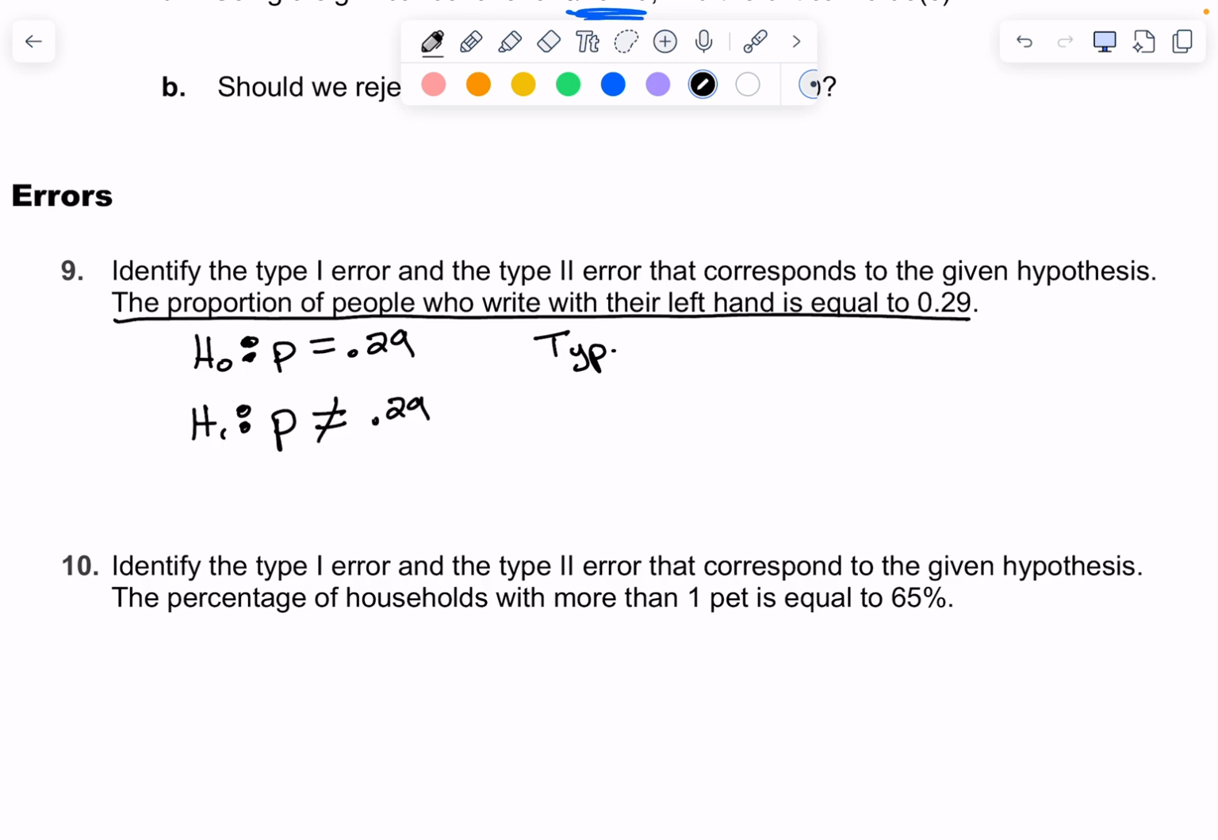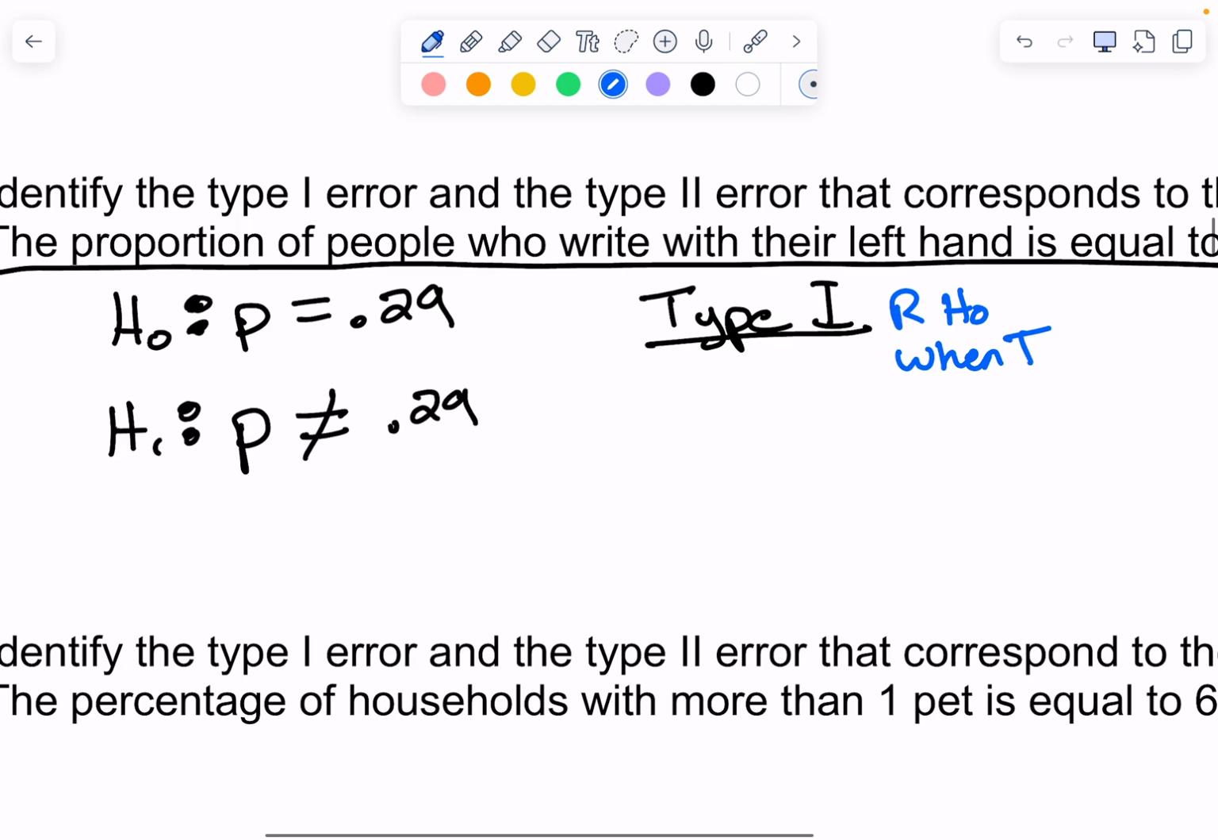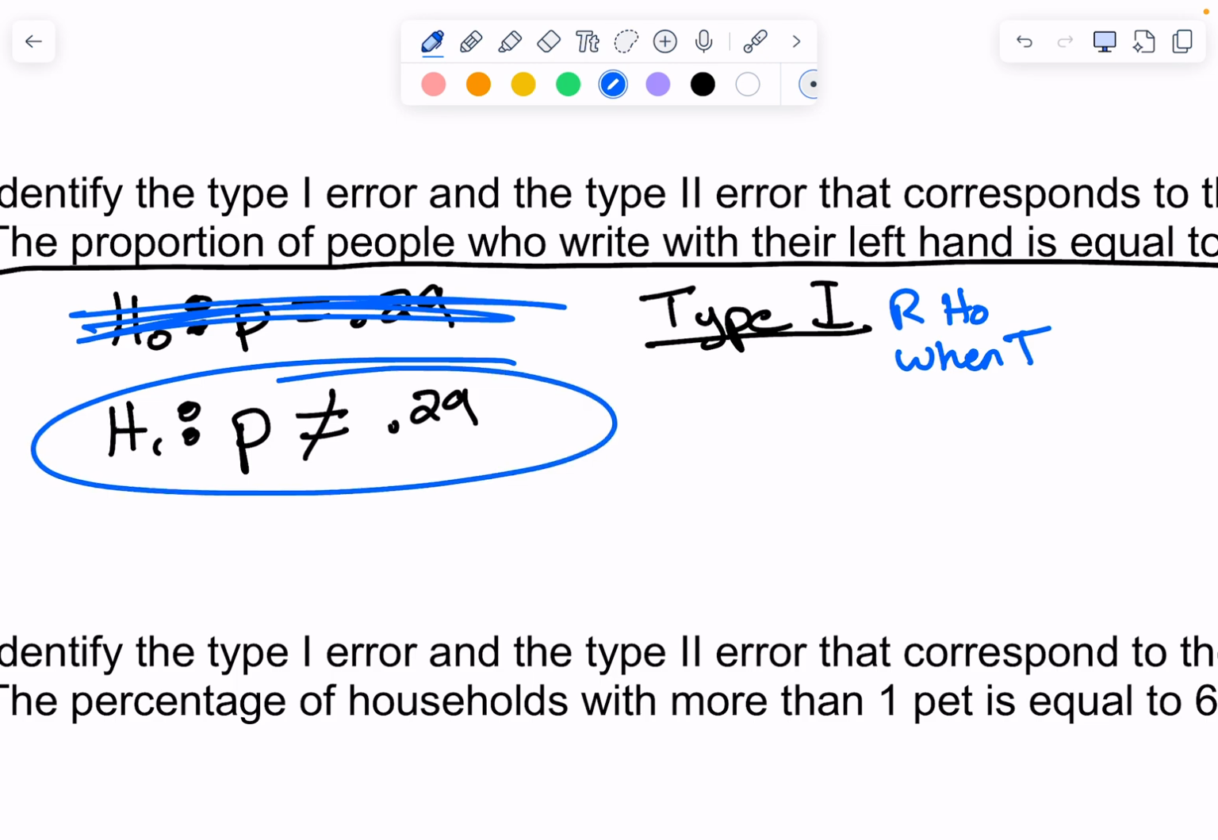Okay, so my type 1 error. This is number 9 on the homework. Type 1 and type 2. Type 1 was reject H naught when it's actually true. Type 2 was fail to reject H naught when it's actually false. So we'll write out what that means in terms of left-handed people. If I reject H naught, that's crossing this one off and circling this one. What is that saying?